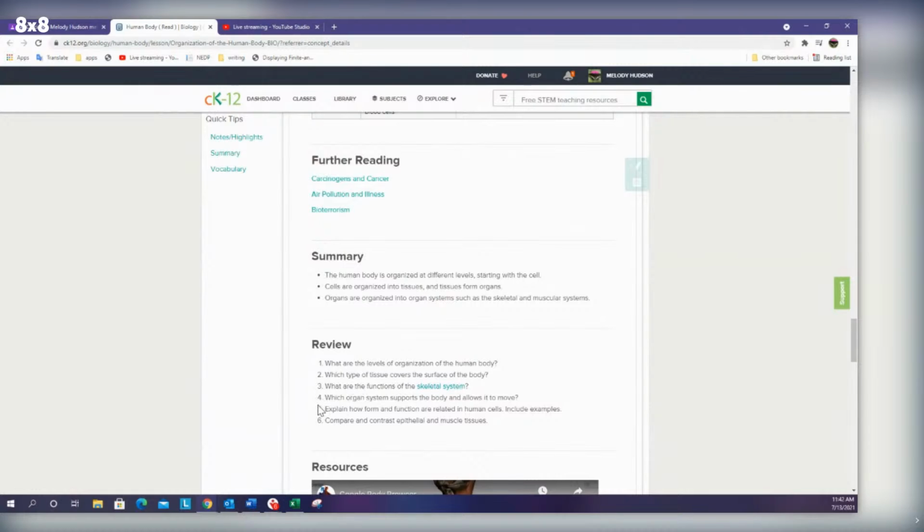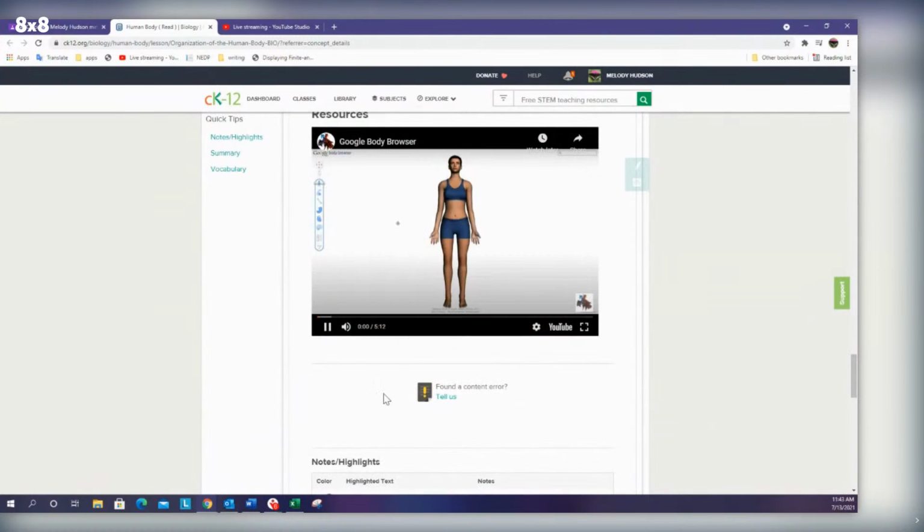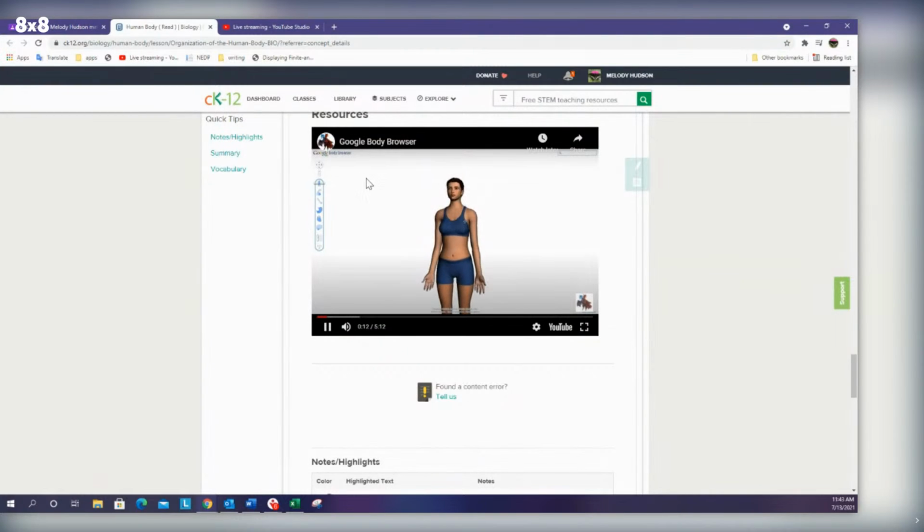What organ system supports the body and allows it to move? Explain how form and function, meaning how they're shaped and what they do, are related in human cells. Include examples. Compare and contrast epithelial skin versus muscle tissue. And then take a look at this, which is very interesting, which goes through the different parts of the body from the beginning to the end, showing you how the whole body system is organized. So take a look at that.